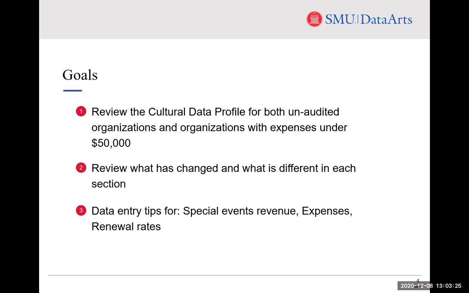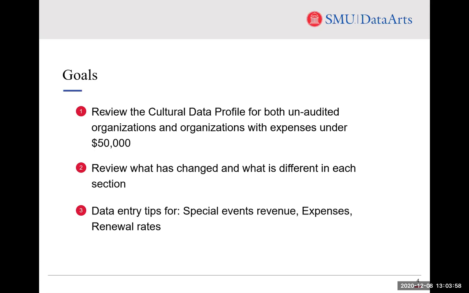That brings us to our goals for today's webinar. So we're going to walk through the sections in the new cultural data profile with a specific focus on unaudited organizations as well as organizations with expenses under $50,000. I will provide some reminders of what is changing and not changing in each section. Some of this will be a review from our webinar last week. We will also provide some specific data entry tips on some new or drastically changed areas, including special fundraising events, revenue, expenses, and renewal rates.